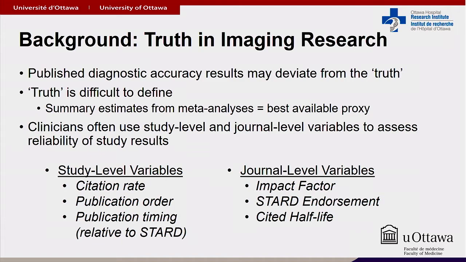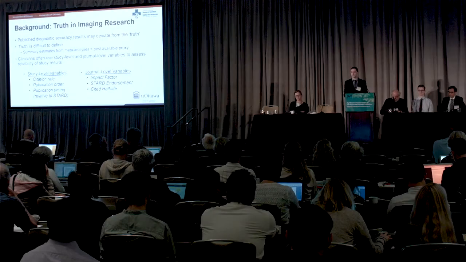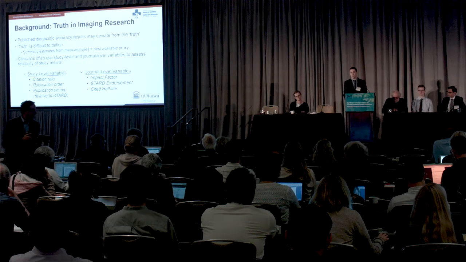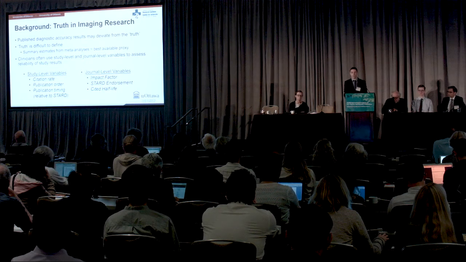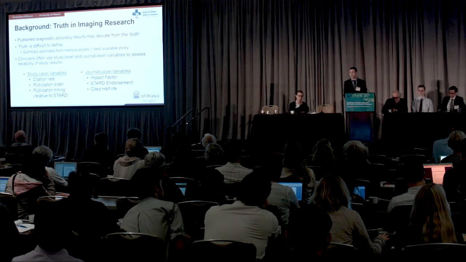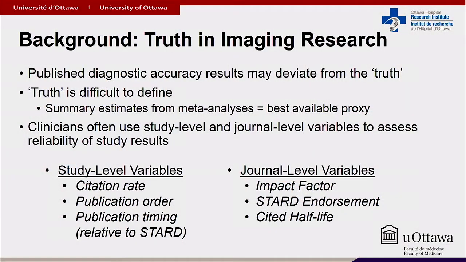Clinicians often use surrogate variables to judge the quality of studies and the reliability of their results. However, none of these variables have proven effective in predicting the accuracy of primary study results or their proximity to summary estimates from meta-analyses. At the study level, while citation rate might seem like a valuable measure, the literature is split regarding its relationship with study quality. In terms of publication timing, the first study published on a topic or studies published before STARD was released might be at increased risk of deviating from the truth. At the journal level, impact factor and STARD endorsement might be associated with higher study quality, while cited half-life hasn't really been explored in this context.